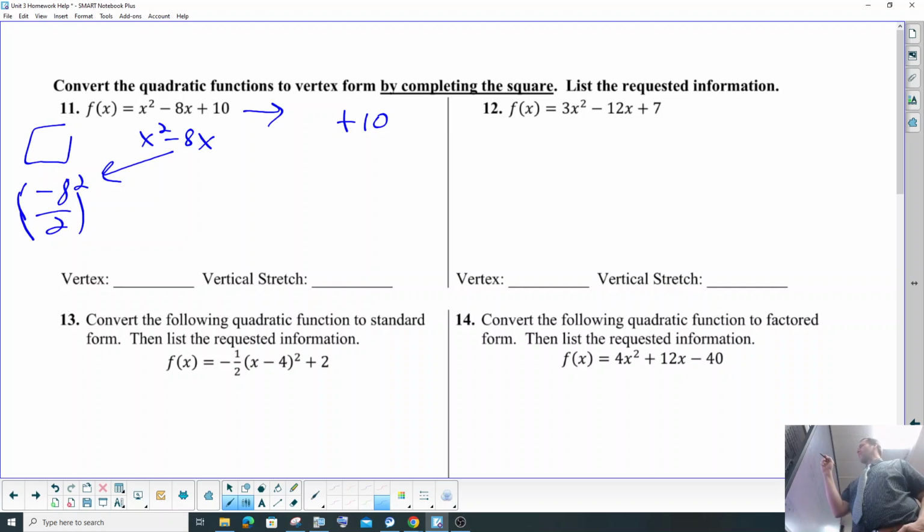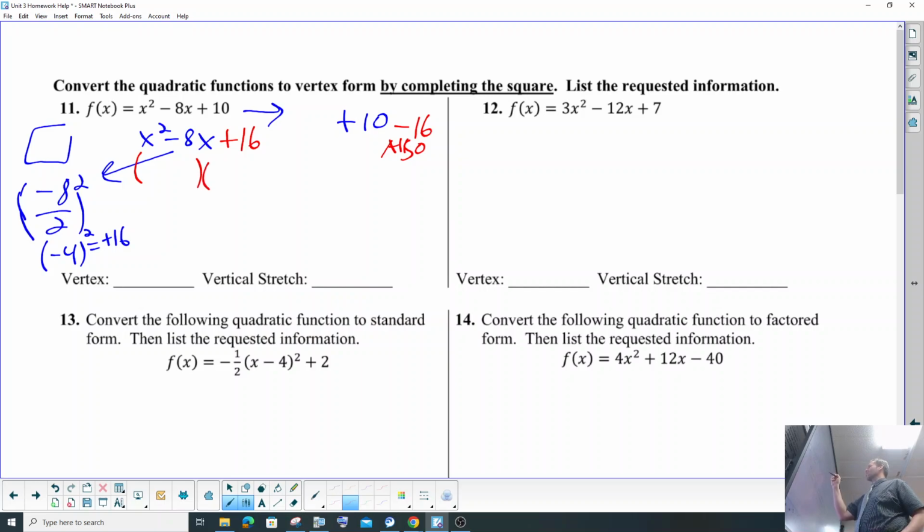Negative 8 divided by 2 is negative 4, and if we square it, we get a positive 16. So we're going to add 16 to complete the square. But you can't just add it from nothing. You take 0 and split it into positive and negative, then they cancel each other out, and that's legal in math. So you plus 16, but you also have to minus 16. Make sure you do both.